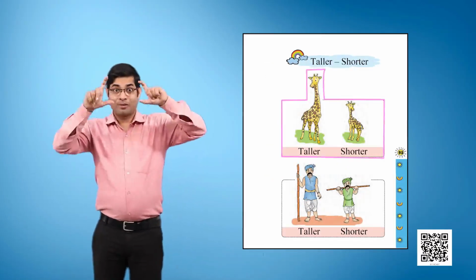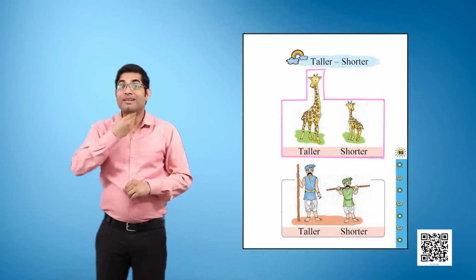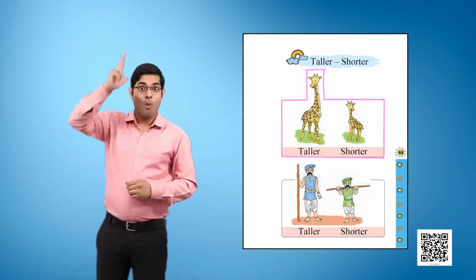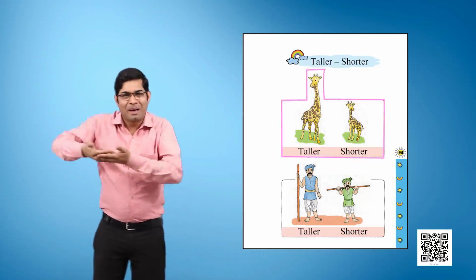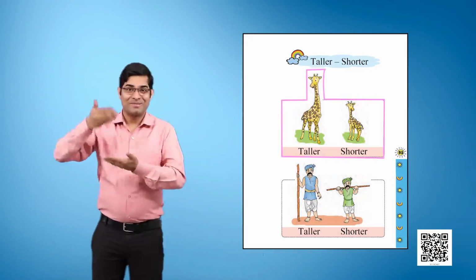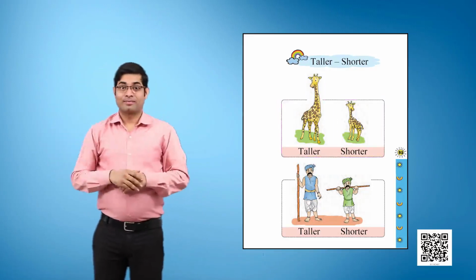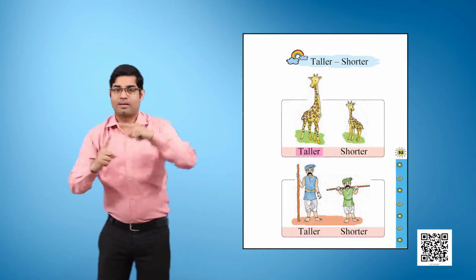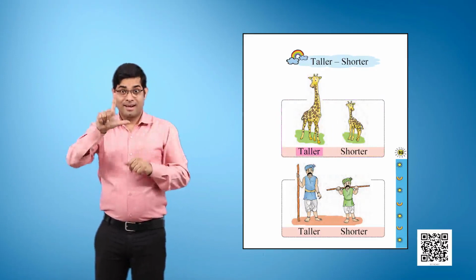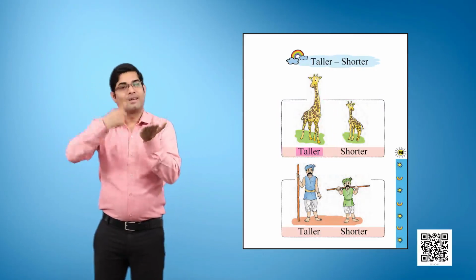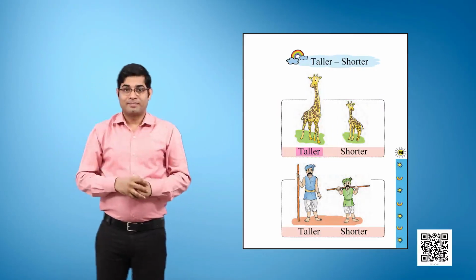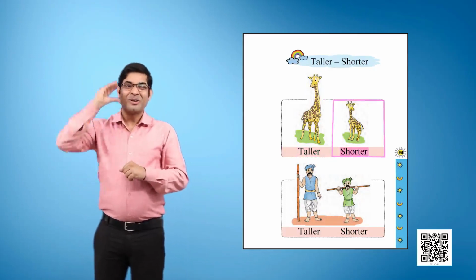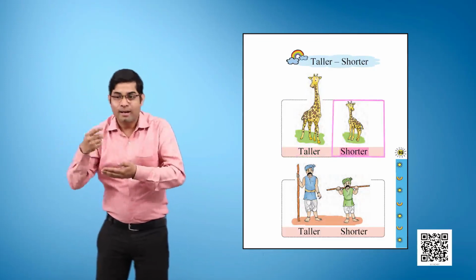Part 1, Picture 1 shows one adult giraffe and one baby giraffe. The word taller is written beneath the adult giraffe. And shorter is written beneath the baby giraffe.